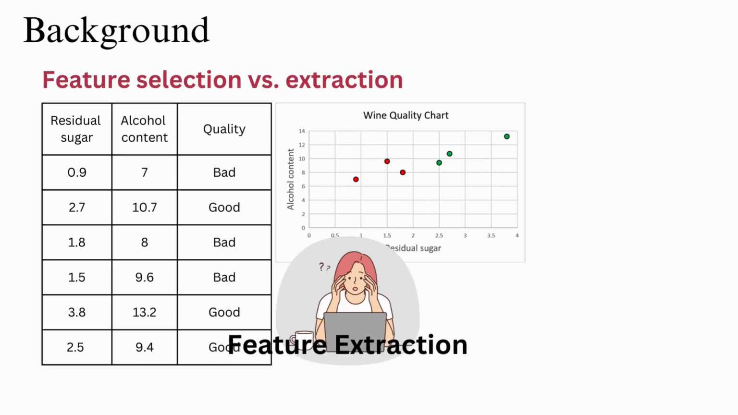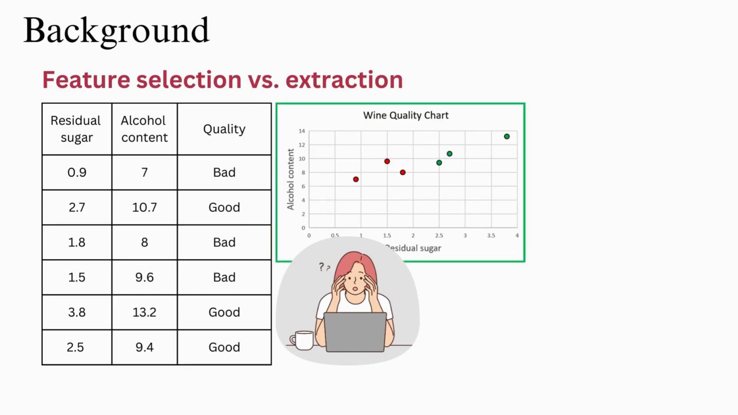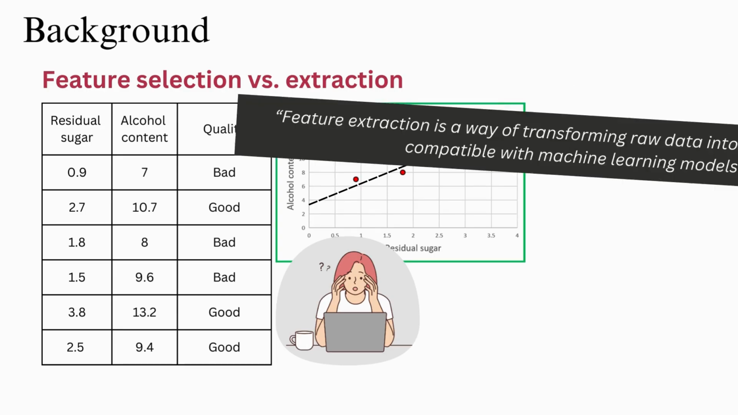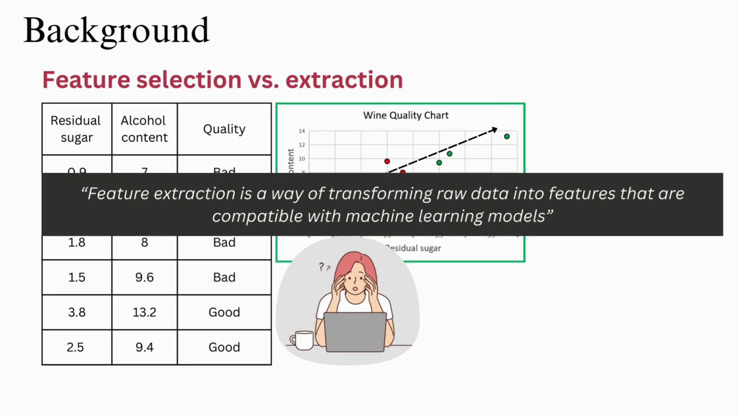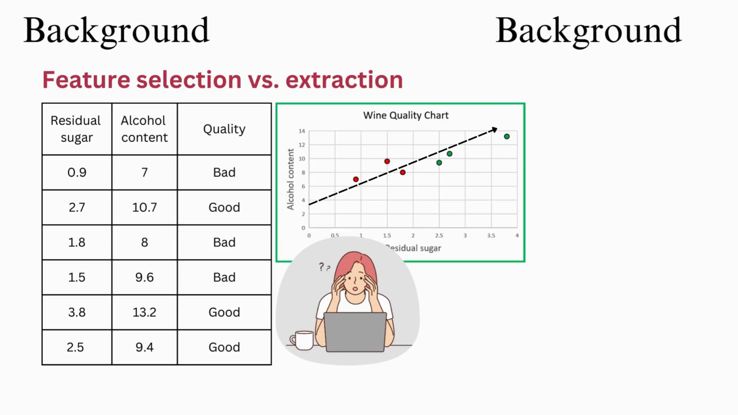Instead, you have to use feature extraction, where new features must be formed using the raw feature space. Looking at the graph, you can try making new features that are a combination of the two features along the shown vector. Wonderful, you did feature extraction in this case. So, to define feature extraction, it is a way of transforming raw data into features that are compatible with machine learning models. You will learn more about feature extraction in the later part of this video.